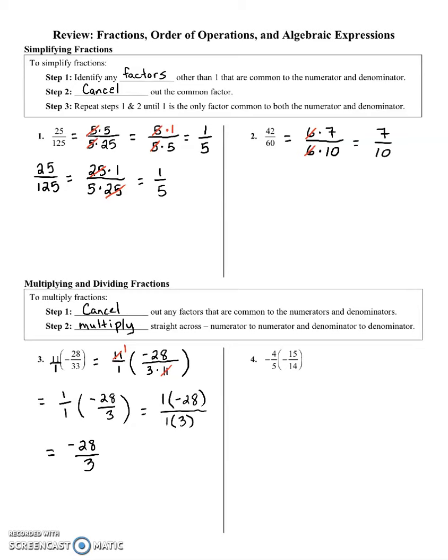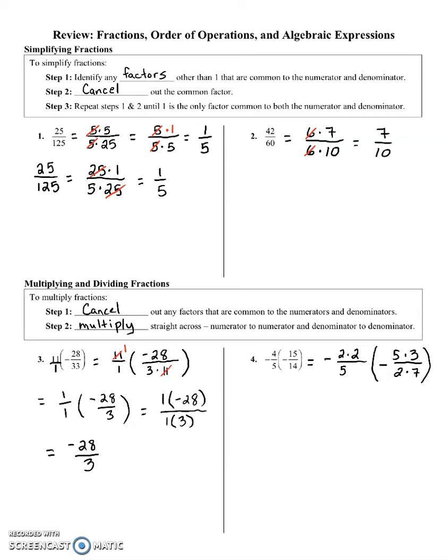So on this one, we have negative 4/5 times negative 15 over 14. So let's see. 4 breaks up into 2 times 2. 5 is just a 5 times a 1 if we want to. And let's see, 15 is 5 times 3. And 14 is 2 times 7.